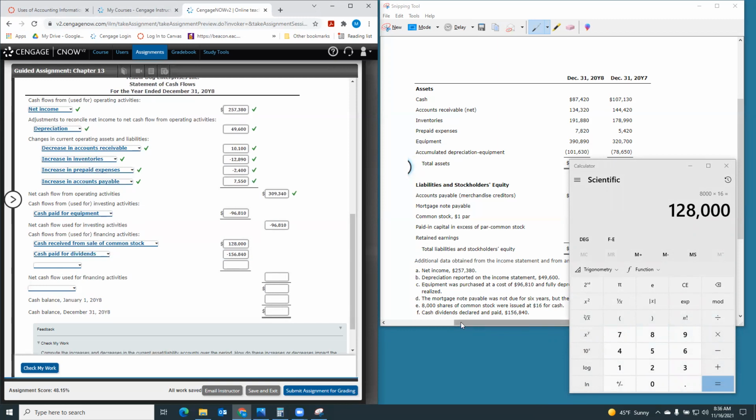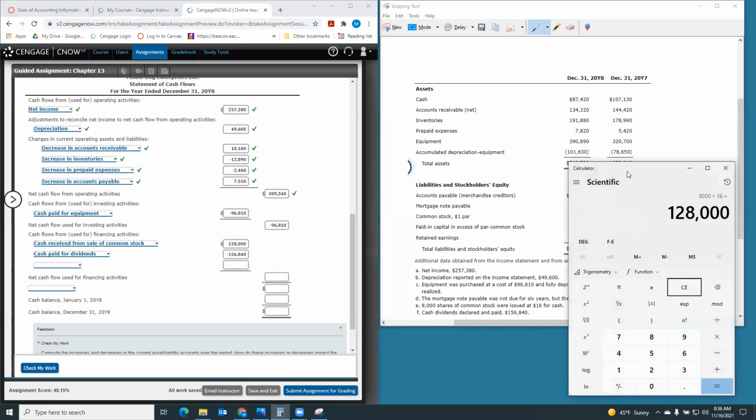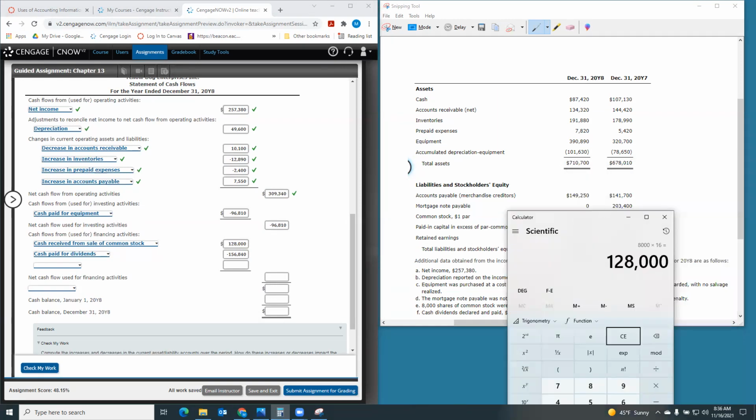And then finally, we'll have our note payable that we paid off, which was $203,400. And since we paid it off, that's a negative. So we're going to say cash paid to retire the mortgage note payable. There it is, negative 203,400. So our net cash flow used from financing activities, we'll just add those up. 128,000 minus 156,840 minus 203,400. So we used negative 232,240 for our financing activities. Issued some stock, paid off some debt, and paid some dividends.